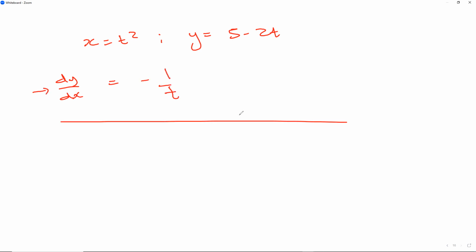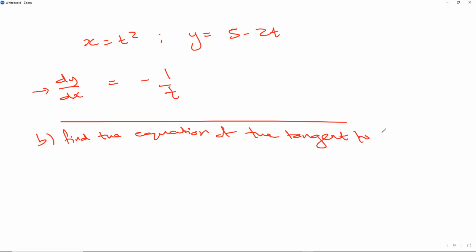The second part of this: if I've got x equals t squared, and y equals 5 minus 2t, and I found dy/dx to be equal to negative 1 over t, the second part asks to find the equation of the tangent to the curve at the point where t equals 2, let's say.